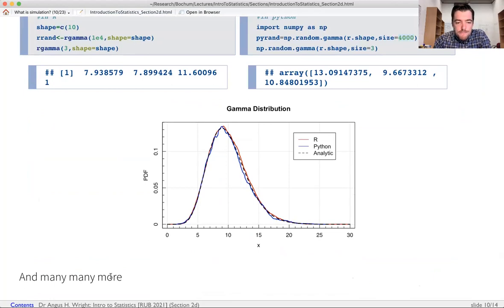There are many, many more that are available in both R and Python. So like I said, almost any statistical distribution that you could possibly think of already has random draws available for you to use within R and Python for your science. And we'll see why those are going to be useful in a slide or 2.